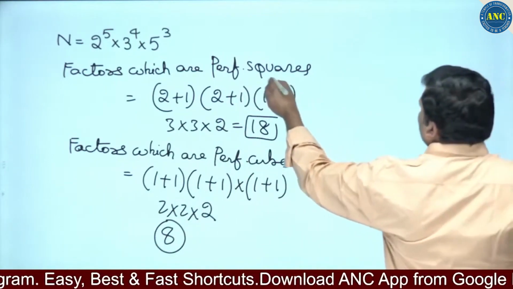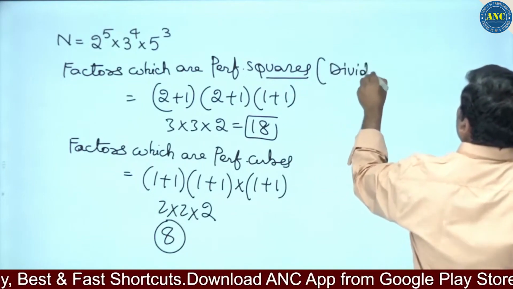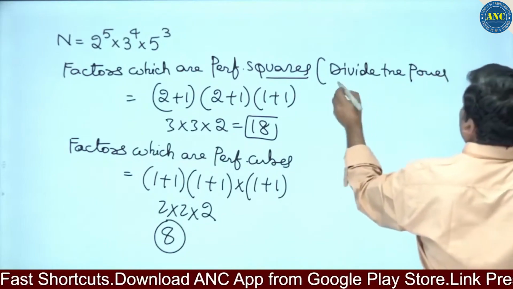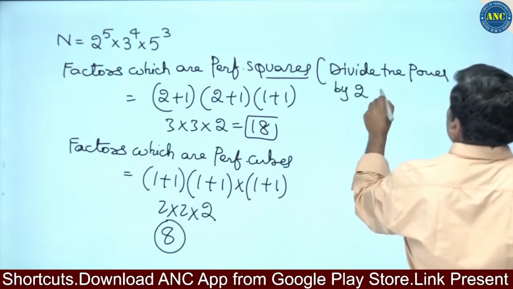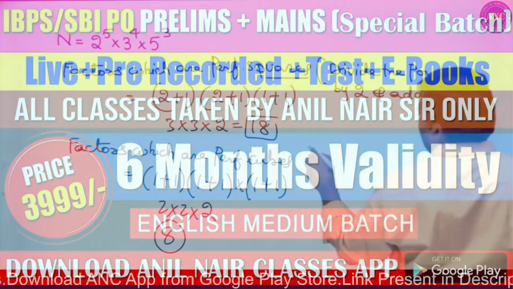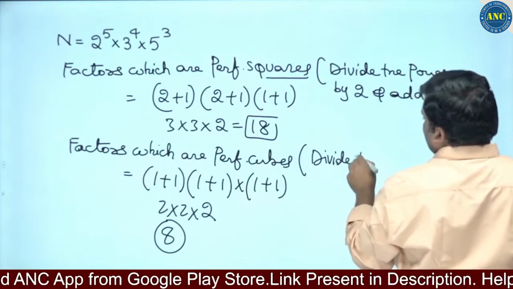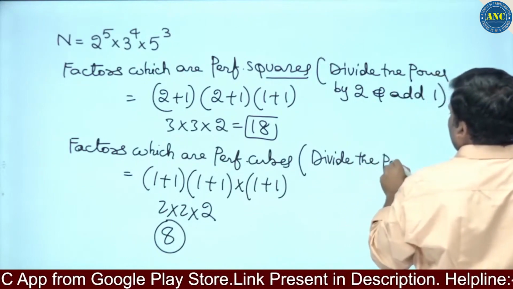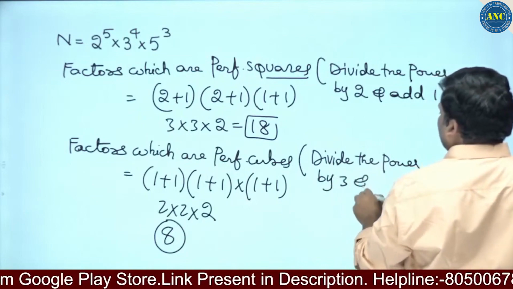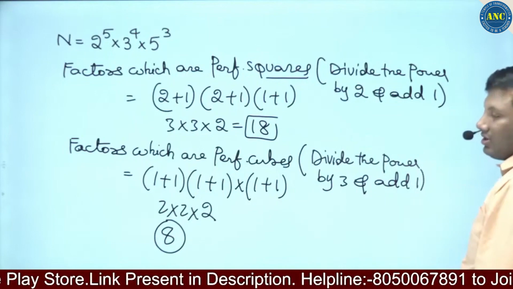Perfect square, what is the concept? Divide the power by 2 and add 1. What is the concept for perfect cube? Divide the power by 3 and add 1. Till here, I hope the concept is clear.